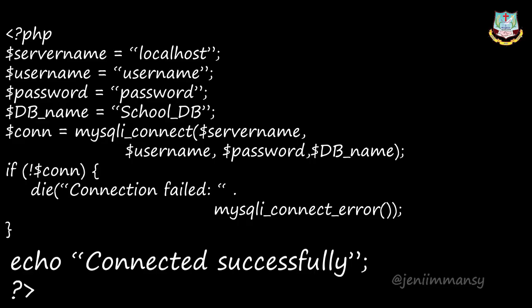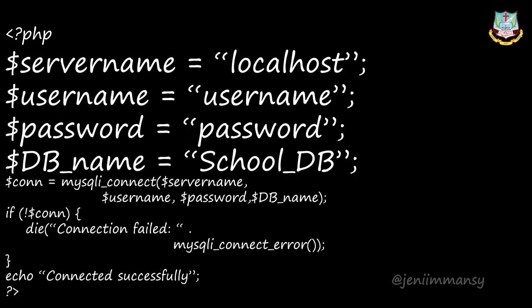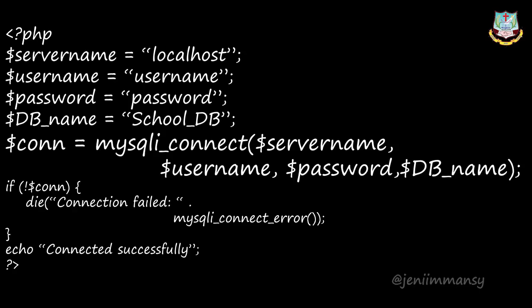This code snippet has 4 variables, and these are used to connect to the database server. Server name means the database server IP address. Username means the database server's username. Password means the database server's password. And DB name means the database name. Then the mysqli_connect function uses these variables to connect the database server to PHP. If the connection fails, the output will be rendered as the MySQL error code. Otherwise, we get "connected successfully" as the output.